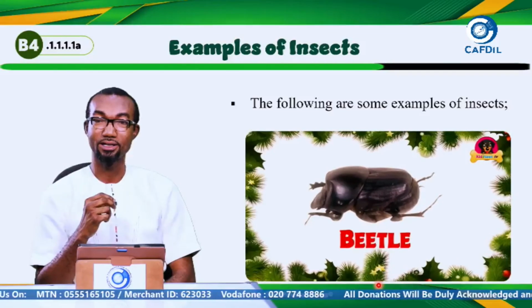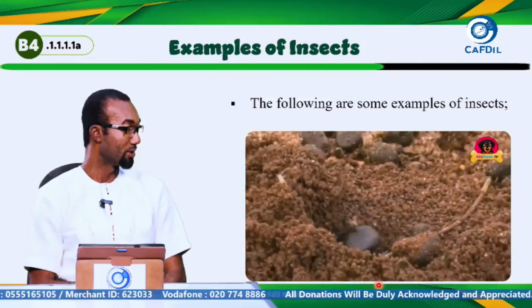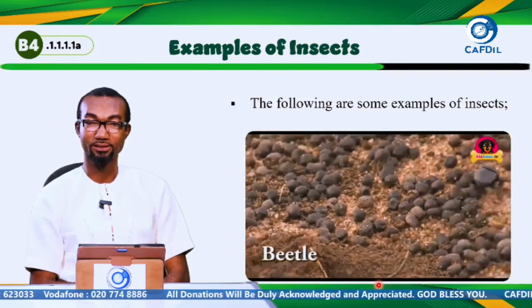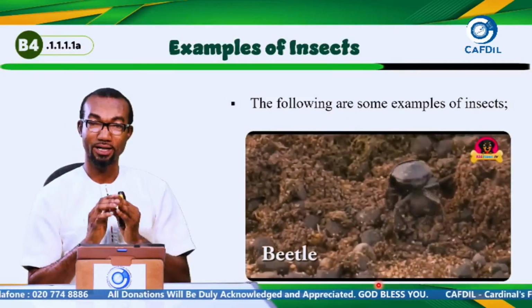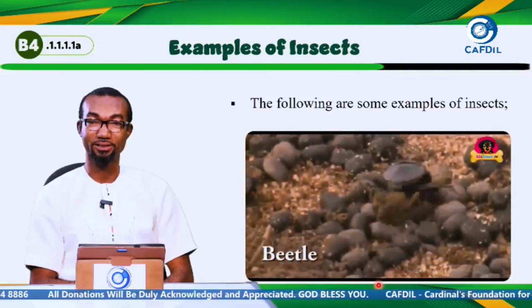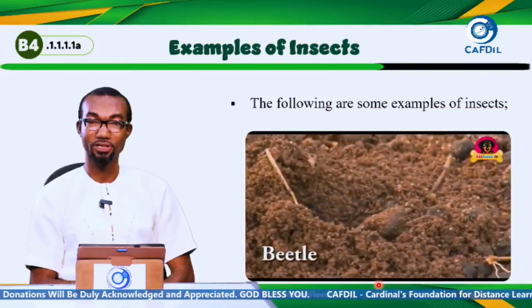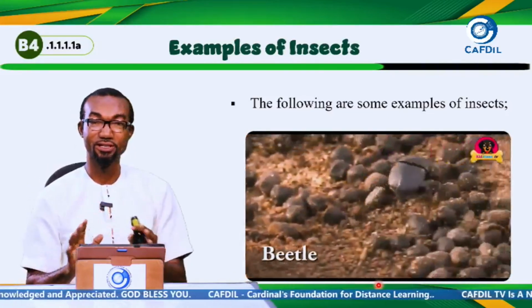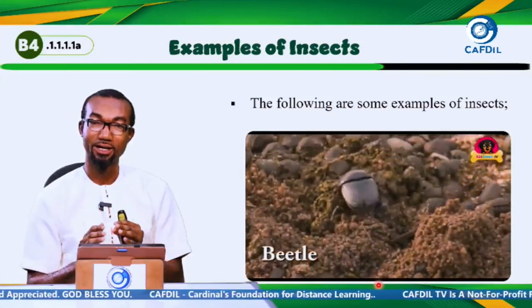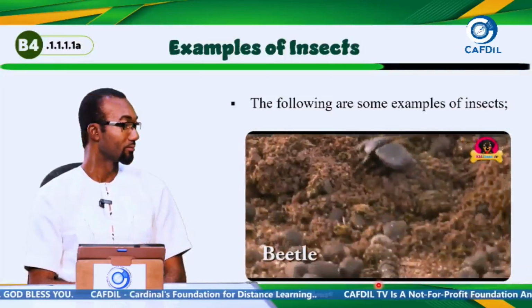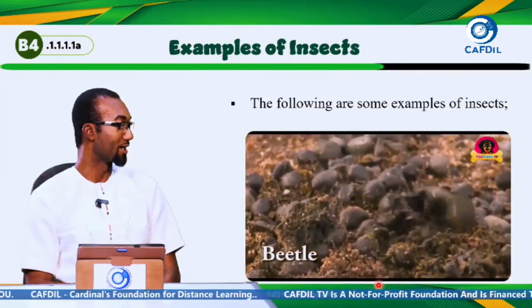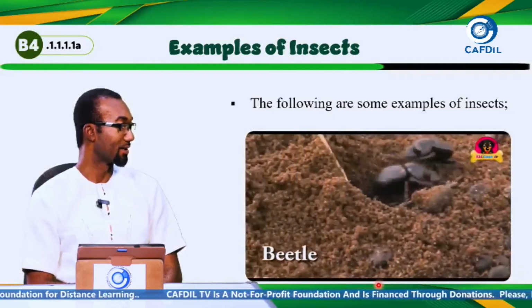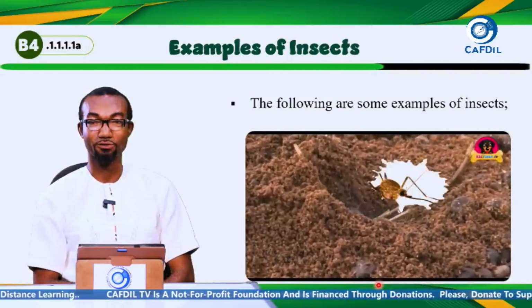The next one is beetle. Have you seen one before? Yes. They also help clear our environment. They also help to keep the environment clean by feasting on feces. They break it down and then they bury them. So they also have a job to do, and the beetle is also an example of an insect.